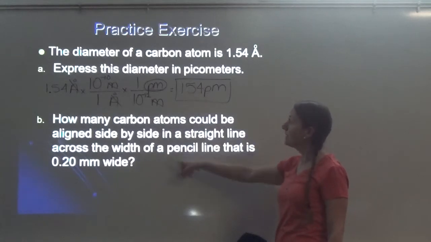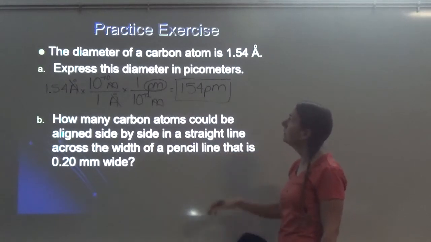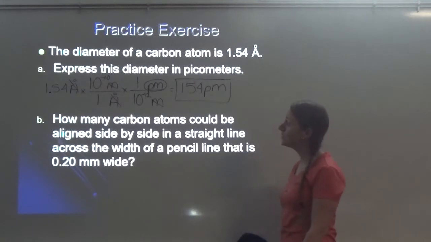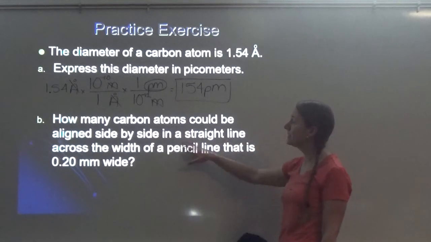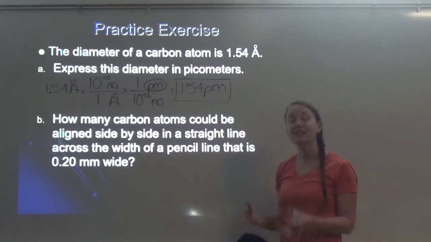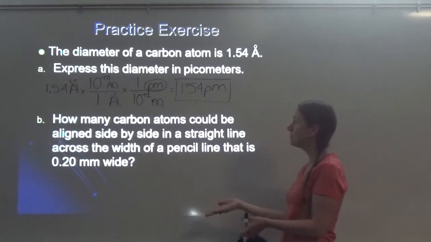Like I said, make sure you pause it and try this one at least. You can use this answer for the diameter of a carbon atom for part B. So I'm going to assume you've paused it and tried it, and let's look at it together. It says how many carbon atoms could be aligned side by side in a straight line across the width of a pencil line that is 0.2 millimeters wide. So this is similar to the sample one that I just showed you.